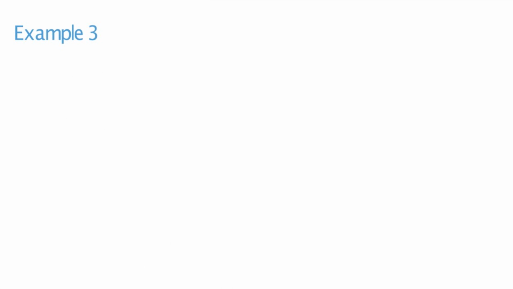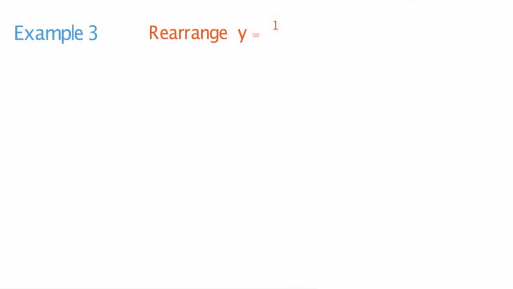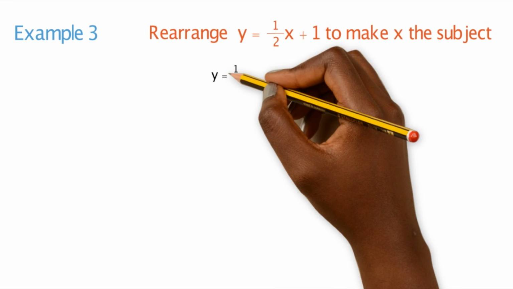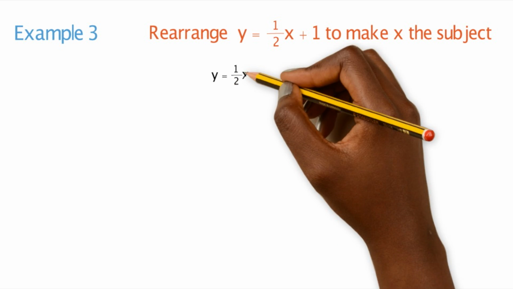Okay, so another example. So example 3. If a question says rearrange y is equal to half x plus 1, and we're making x the subject, again, rewrite your equation. I always like to rewrite the main thing in the question just so I don't miss anything out.